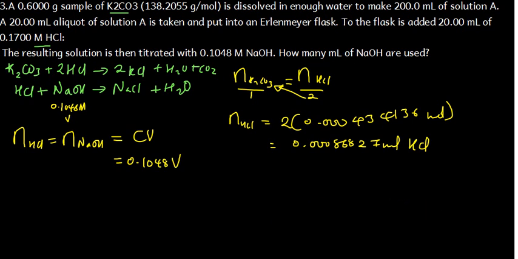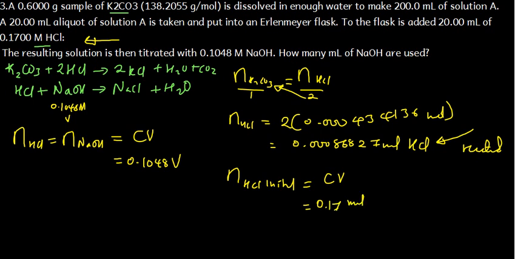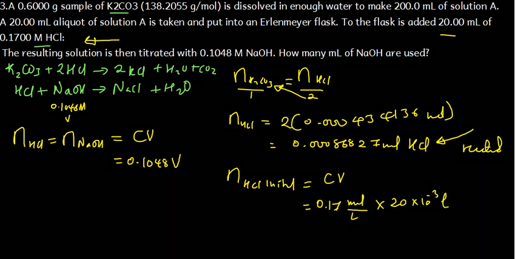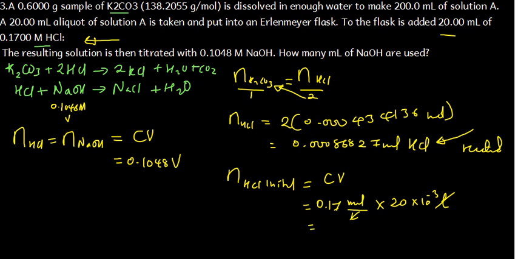Okay. Having found the number of moles of hydrochloric acid which reacted in the first reaction, we've been given 20 milliliters of 0.17 molar hydrochloric acid. So those are the initial moles. The number of moles of hydrochloric acid initially is going to be equal to concentration times volume. The concentration is 0.17 mole per liter. That's the meaning of molar. And then times the volume, which was 20, so times 20 times 10 to the power negative 3. I'm just converting the milliliters to liters so that the liter and the liter are going to cancel. So this is going to give us the initial number of moles as 0.0034 moles of hydrochloric acid.